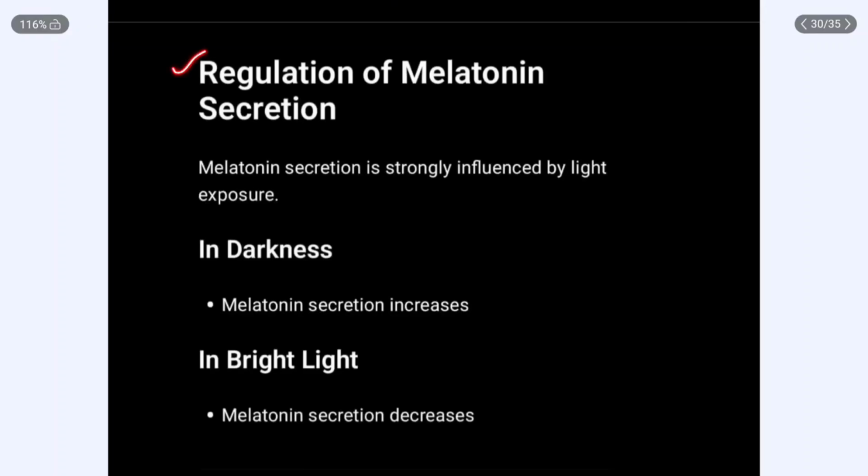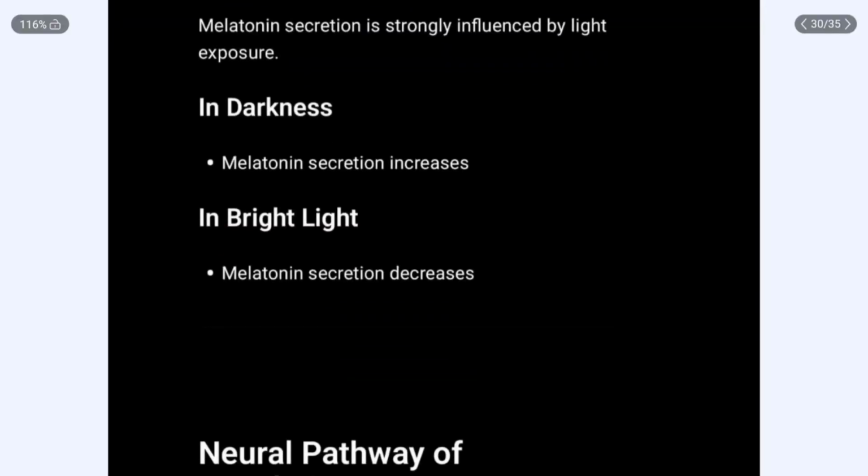Regulation of melatonin secretion. Melatonin secretion is strongly influenced by light exposure. In darkness, melatonin secretion increases, and in bright light, melatonin secretion decreases. So, melatonin is the hormone which controls our sleep.